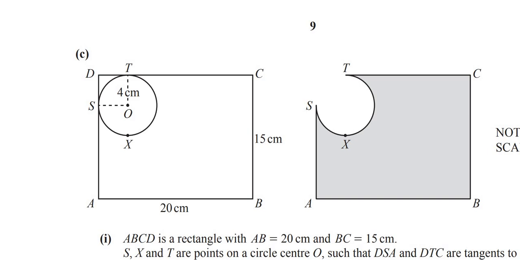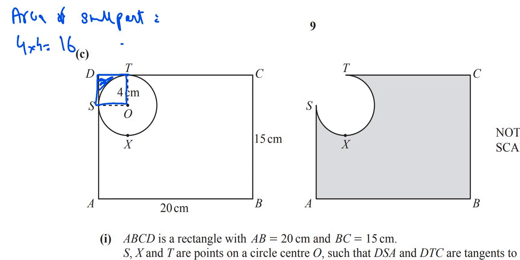this small part as well. So we need to calculate the area of this small part. Let's consider this whole thing as a small square. The area of the small part is basically, you first calculate the area of the square, which is 4 multiplied by 4, which is 16. And then you subtract from it the 1/4 of the circle, 1/4 multiplied by 16 pi.